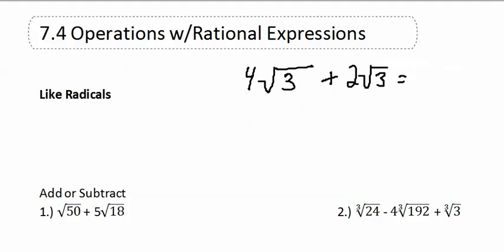Now, let's say that this back one was actually the cube root of 3. Because the indexes don't match up, you can't actually put them together. Therefore, they have to stay separate. The only way that you could do that is if they were both the cube roots of 3. And again, you would add the coefficients and then keep the index with the radical and radicand the same.